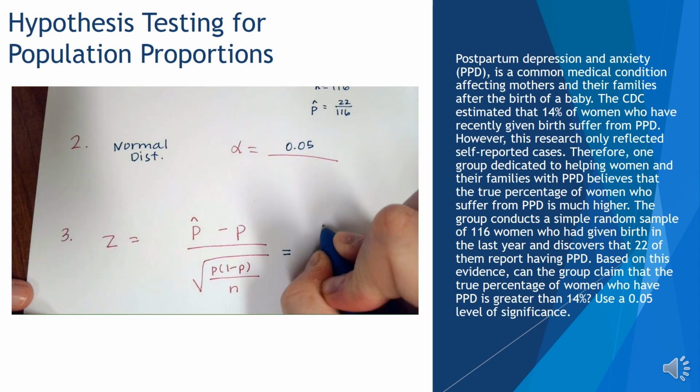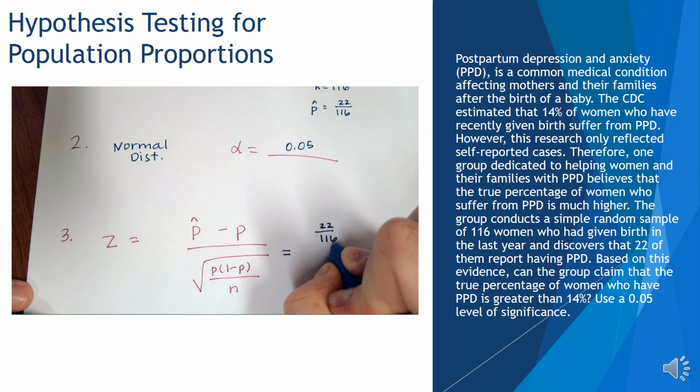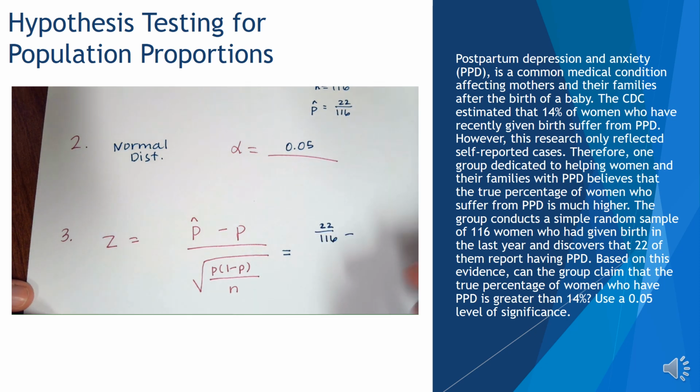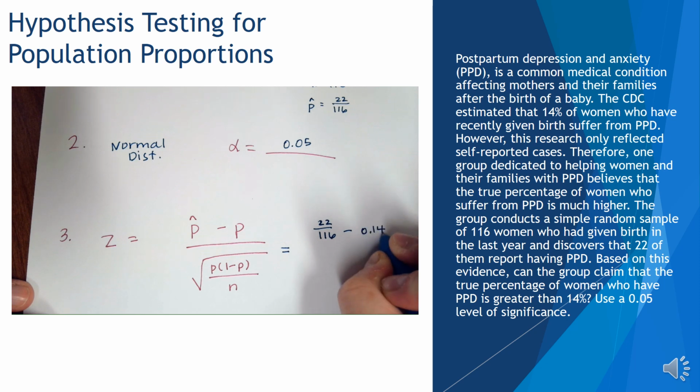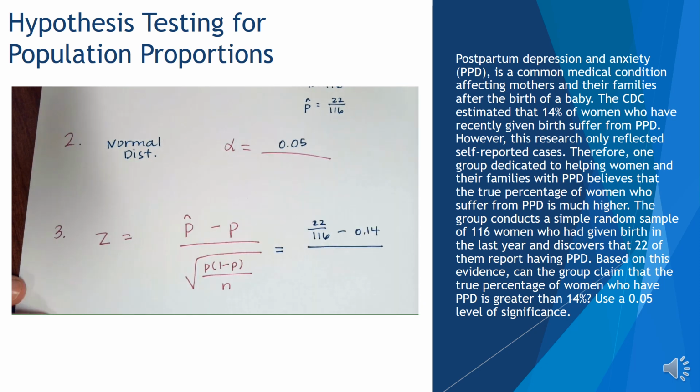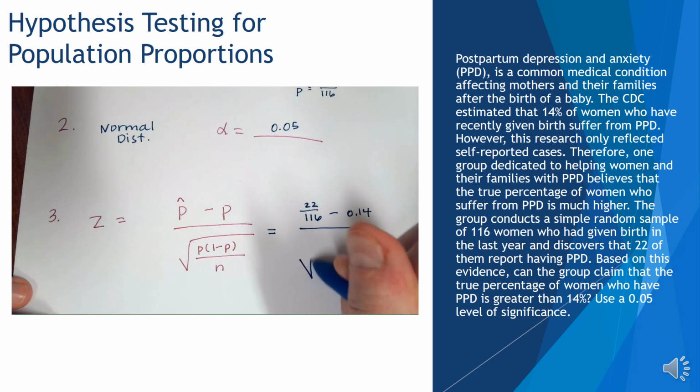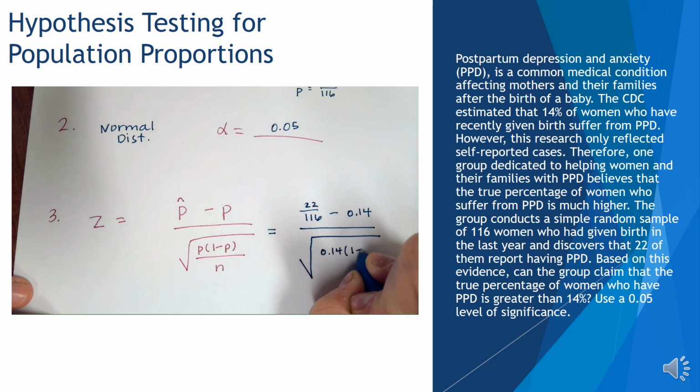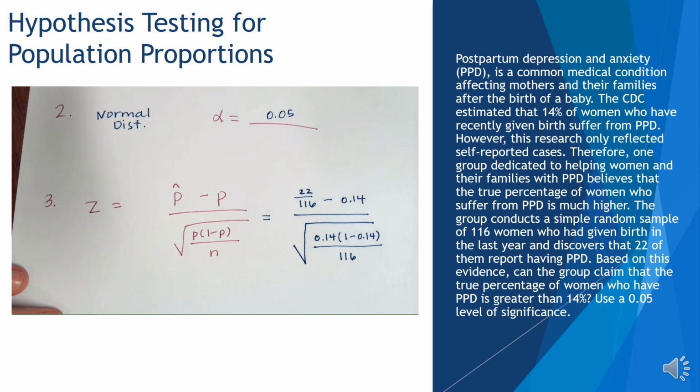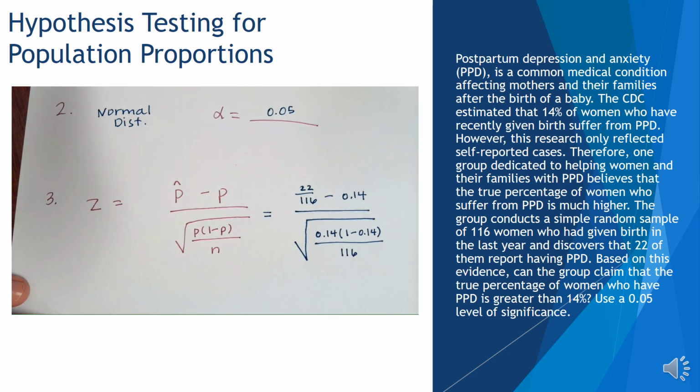So 22 over 116, that's our sample proportion, minus 0.14, that was our population proportion, divided by, right now, a really long one here. p is our population proportion, so that's 0.14 times 1 minus 0.14, divided by our sample size, which was 116. Now you're going to want to plug this into your calculator. Again, I would suggest taking your time and plugging this all in at once so that you can avoid any rounding mistakes.